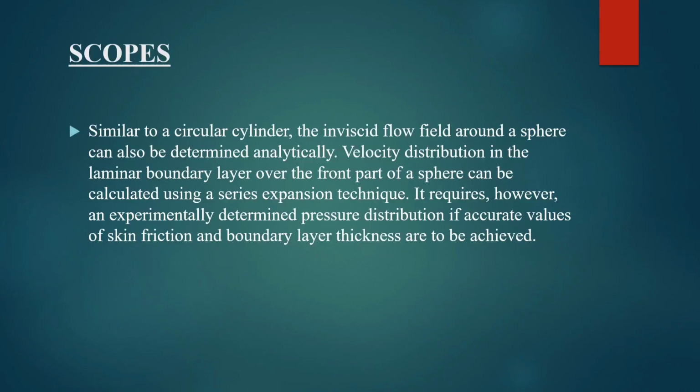The scope of this project is similar to a circular cylinder. The inviscid flow field around a sphere can also be determined analytically. Velocity distribution in the laminar boundary layer over the front part of a sphere can be calculated using a series expansion technique. It requires, however, an experimentally determined pressure distribution if accurate values of skin friction and boundary layer thickness are to be achieved.